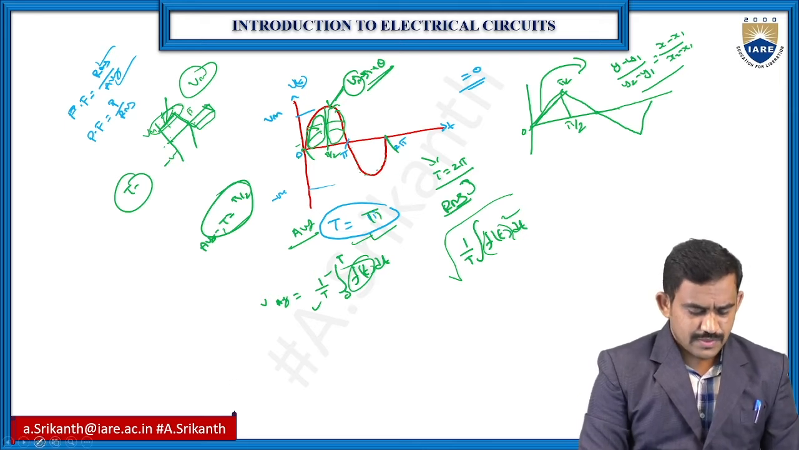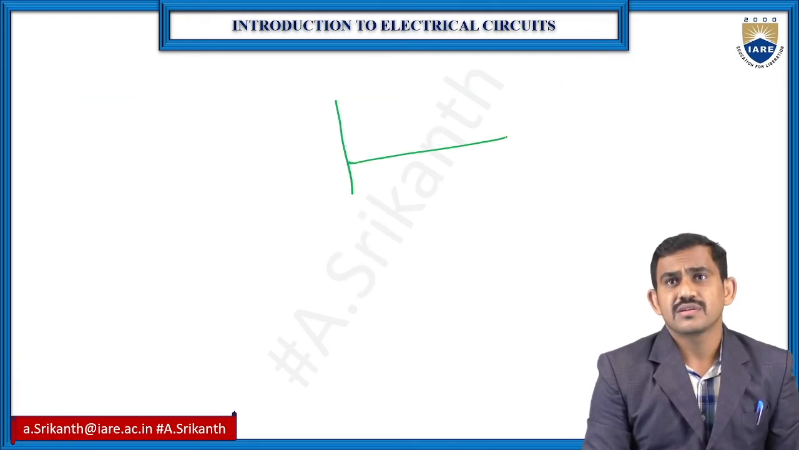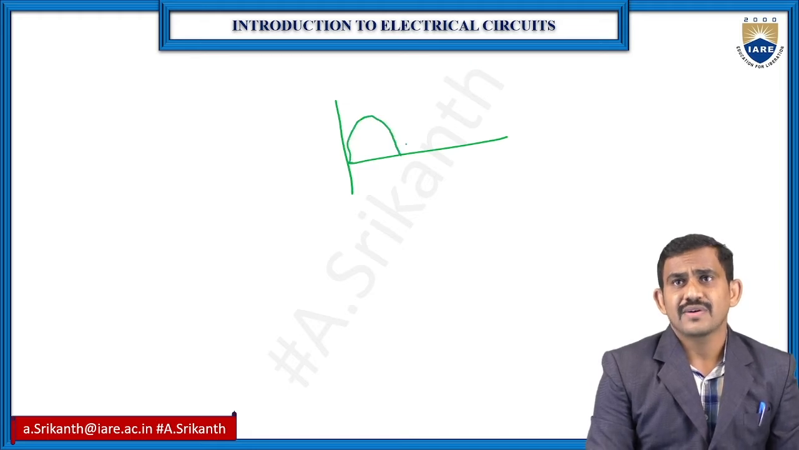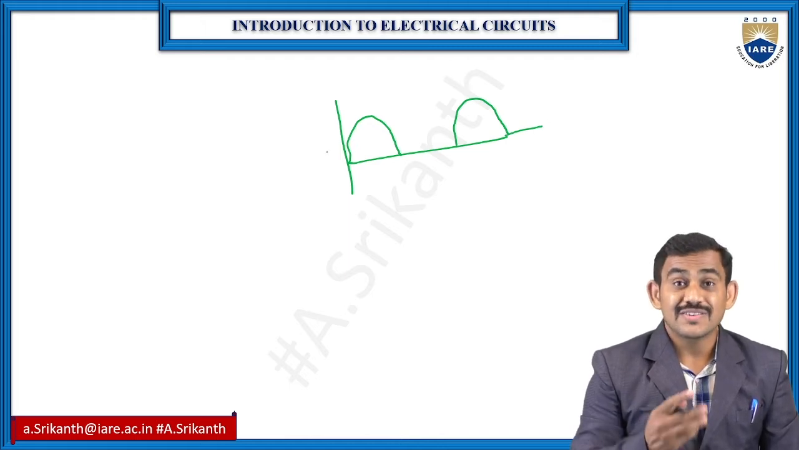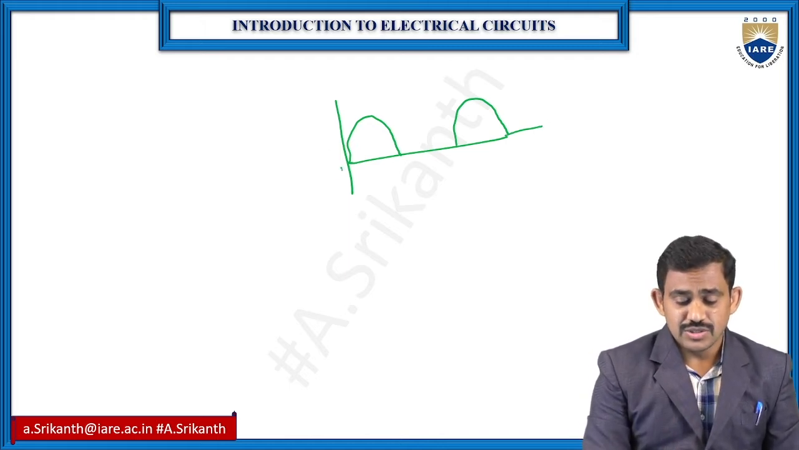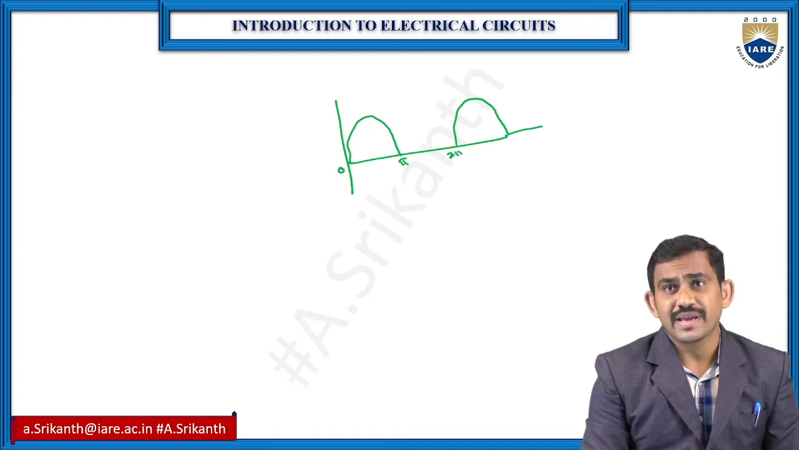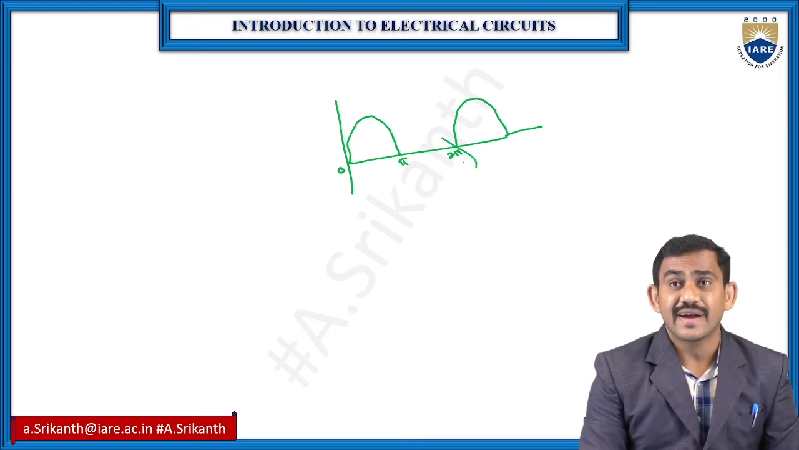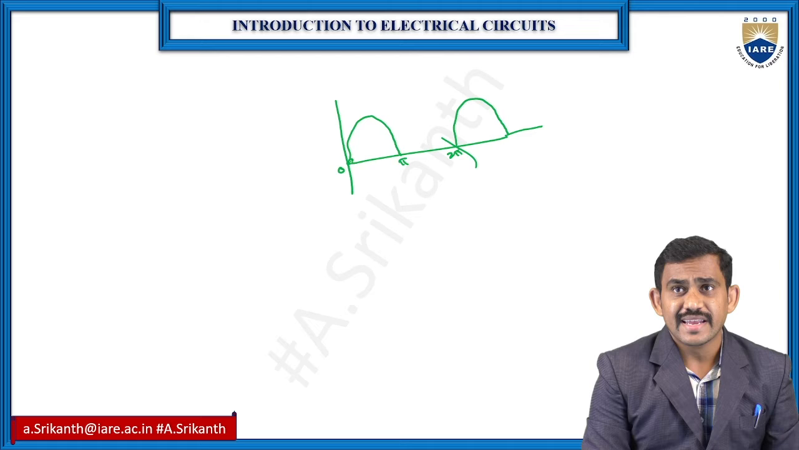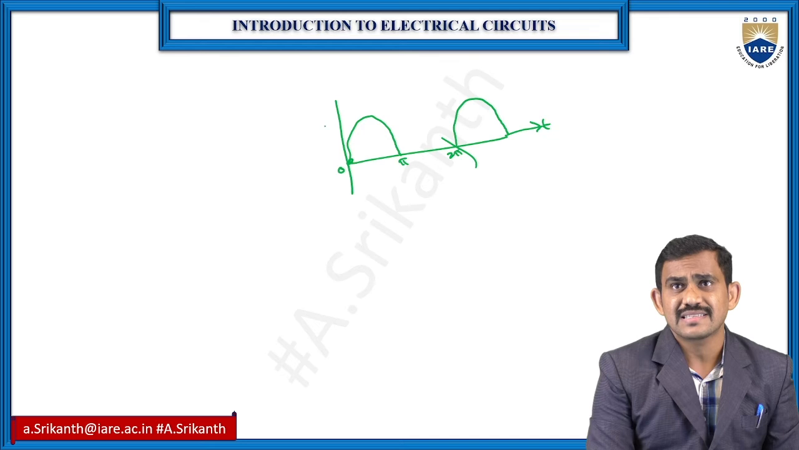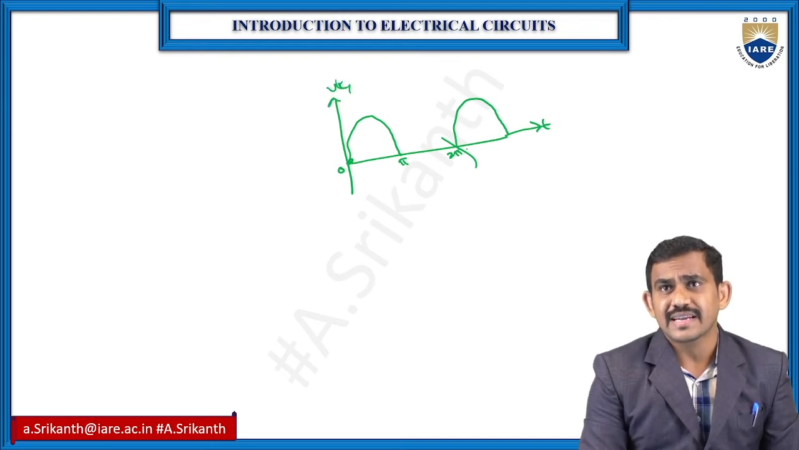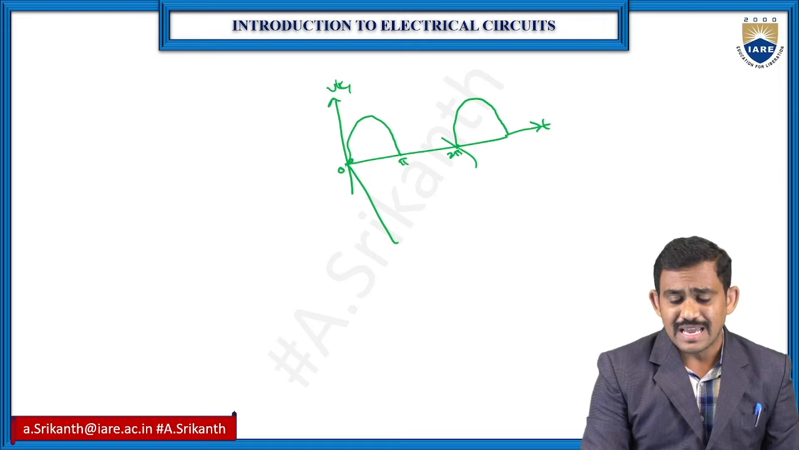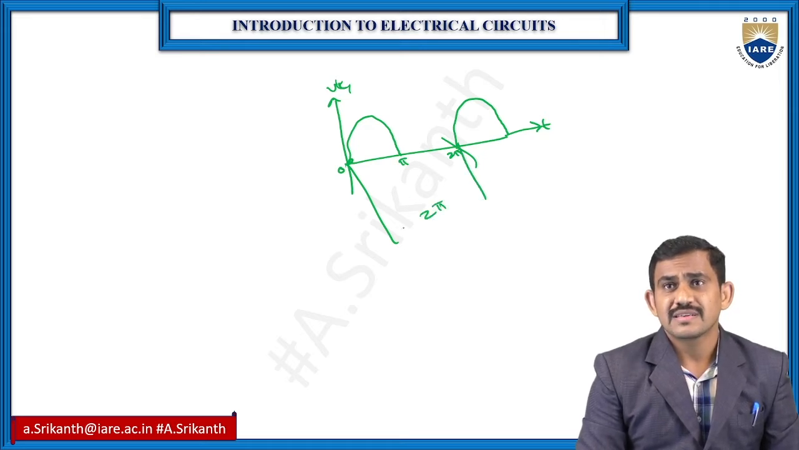Now, if my wave is a half wave, what is your time period? My time period is 0, pi and 2 pi. So is your time period 0 to pi? No, your time period is 0 to 2 pi. Why 2 pi? The waveform started here, and again on the x-axis the waveform started again at 2 pi. So my total time period is 2 pi.